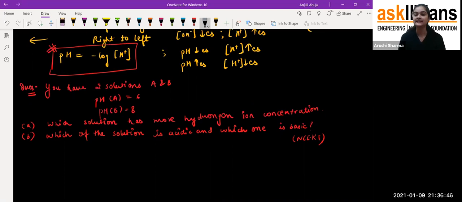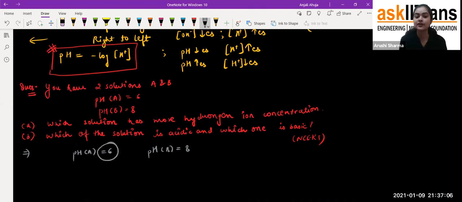So students, starting with the solution: the pH of A is 6 and the pH of B is 8. From the pH scale, always remember that before 7, that means 1 to 6, is the acidic range.